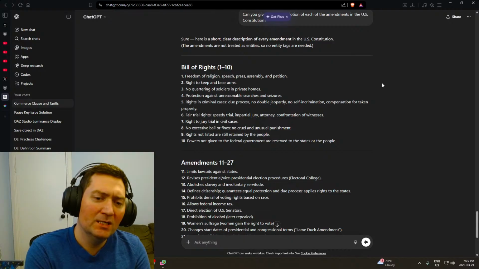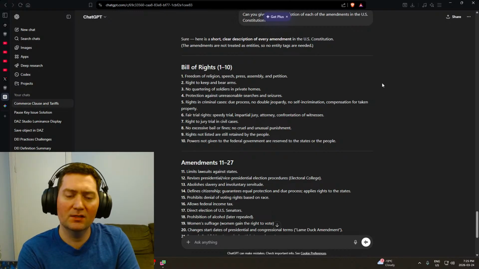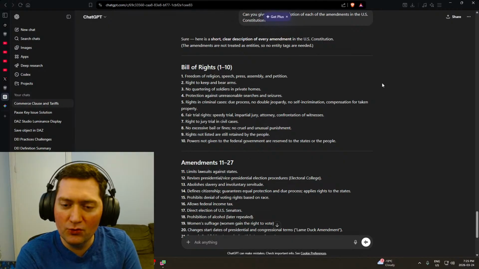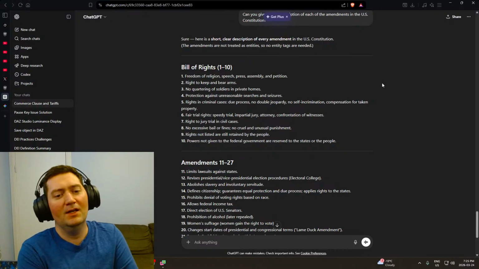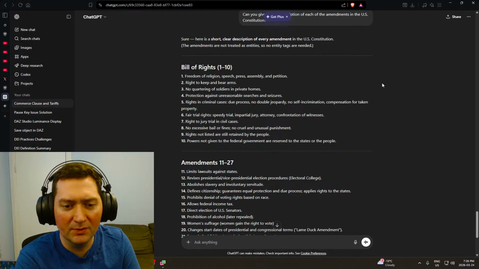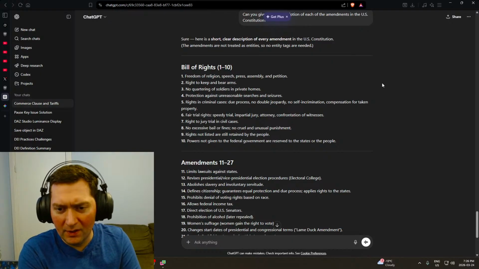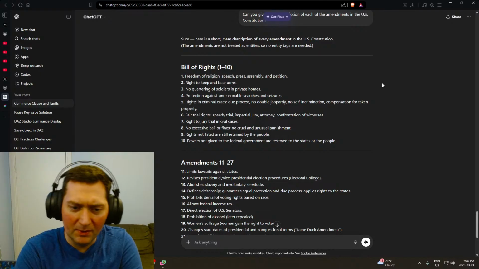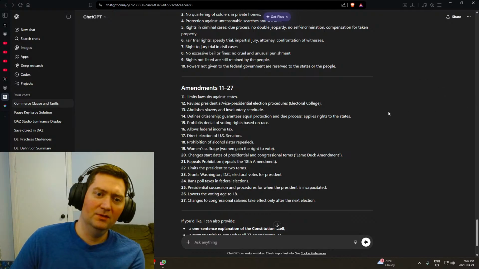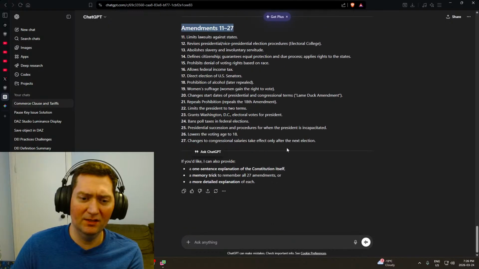Okay. Number 7, right to jury trial in civil cases. Number 8, no excessive bail or fines, no cruel and unusual punishment. 9, rights not listed are still retained by the people. Number 10, powers not given to the federal government are reserved to the states or the people. Okay, there's 27 total. Bill of Rights, and these are amendments, so things that are added later on.